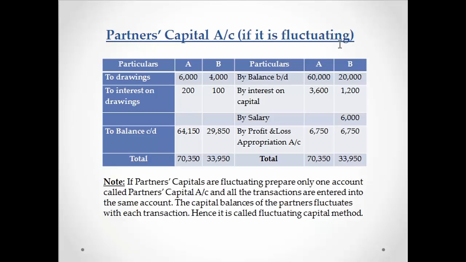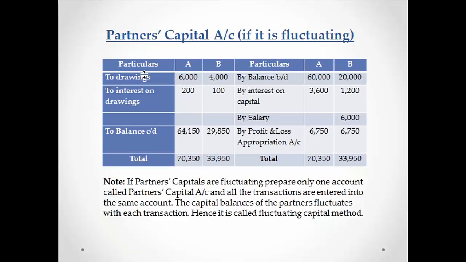Okay, now I just want to explain the various items which are appearing on the debit side in a partner's capital account if the capitals are fluctuating. Please look at the first item, to drawings. These amounts are taken directly from the question, and the amount of drawings taken for A is 6,000 and for B is 4,000.